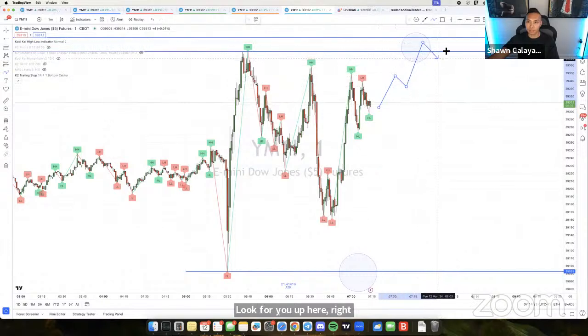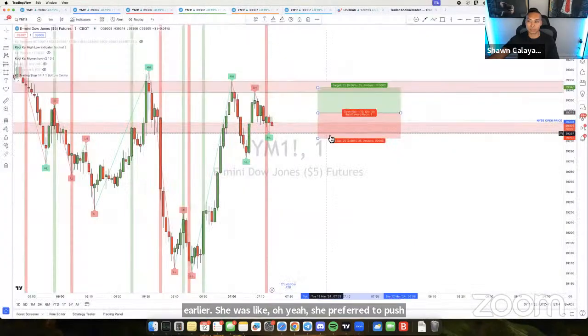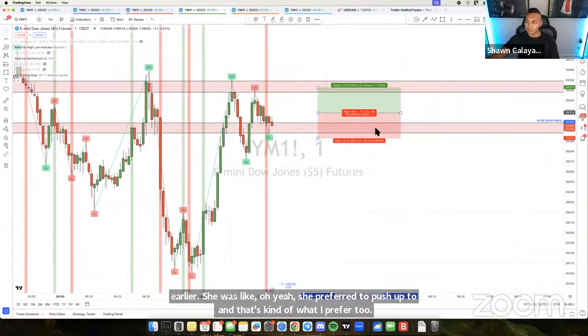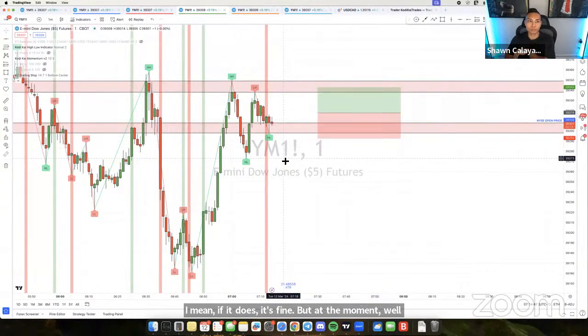So this kind of goes along with Rashida's analysis from earlier. She was like, oh yeah, she'd prefer it to push up to liquidity. And that's kind of what I prefer too. So we just gotta hope that this climbs up and doesn't pull back below this level. I mean, if it does, it's fine. We'll look for another low. But at the moment, we'll just wait for it here.